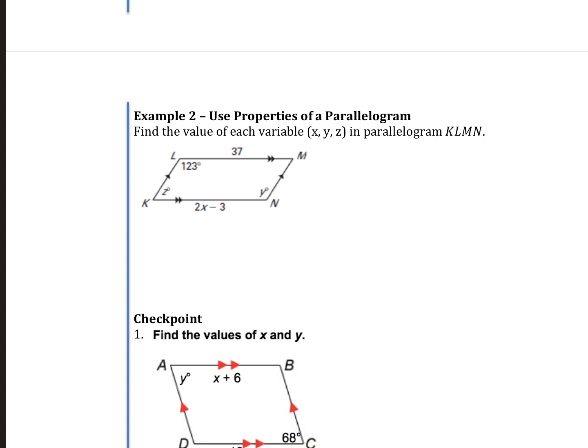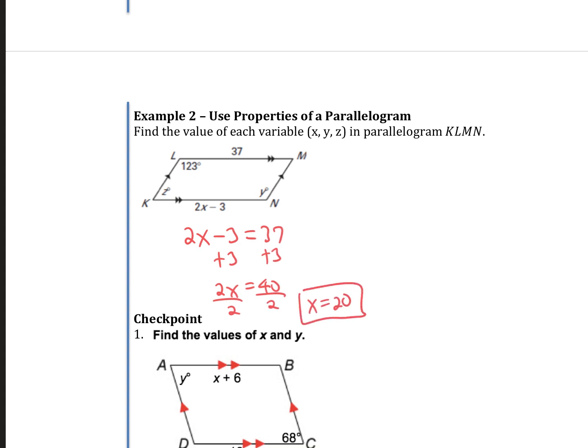All right, so let's go ahead. We're solving for x, y, and z. Looks like we have 2x minus 3 and 37 as opposite sides. Are those congruent or supplementary? Well, not really. Sides can't be supplementary. They're going to be congruent, right? Because opposite sides are equal. So 2x minus 3 equals 37. Now we just solve for x by adding 3. 2x equals 40, divided by 2, we get x equals 20.